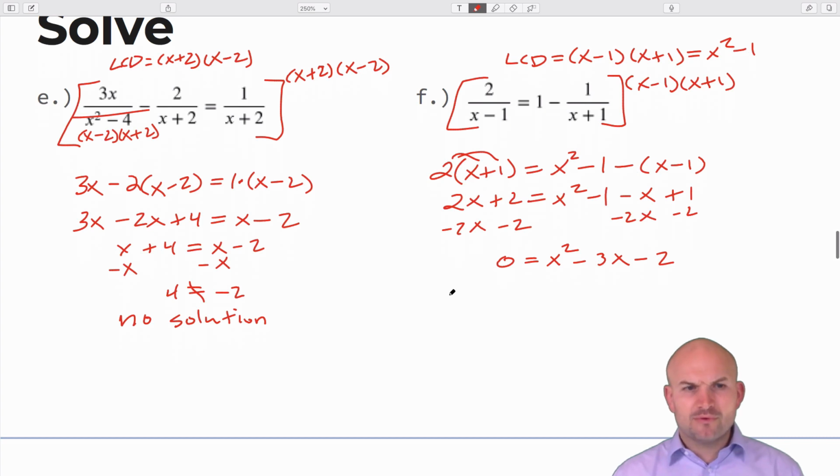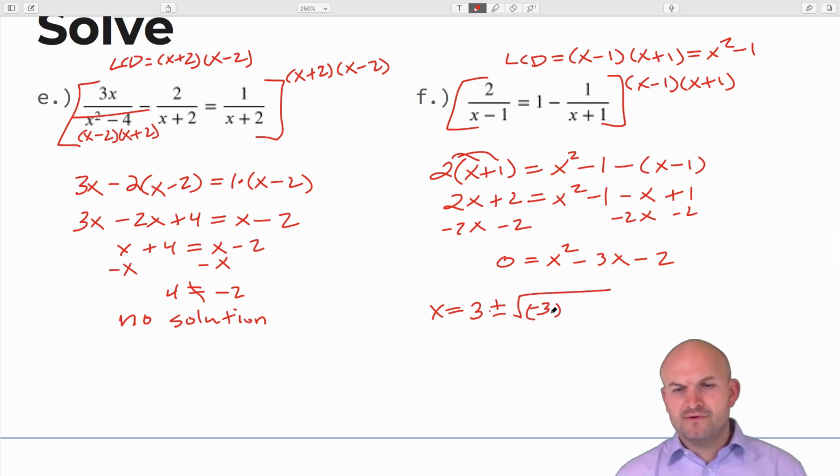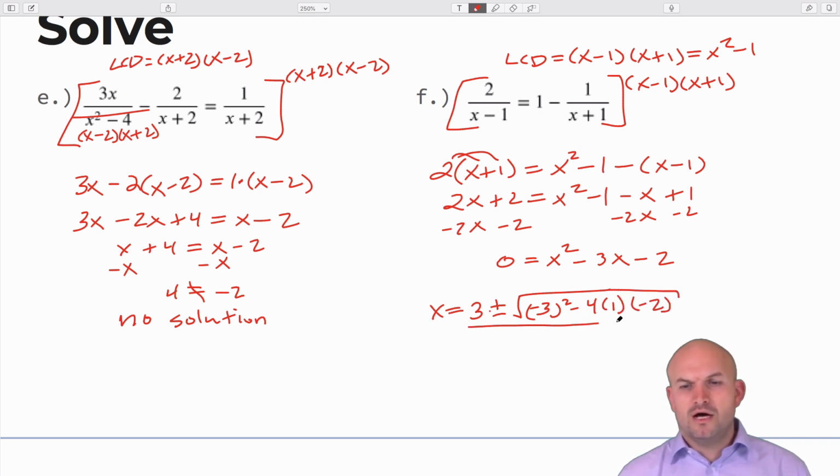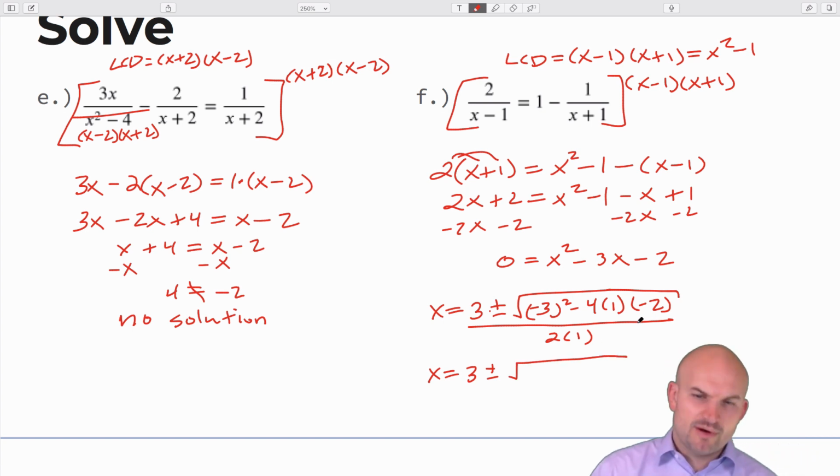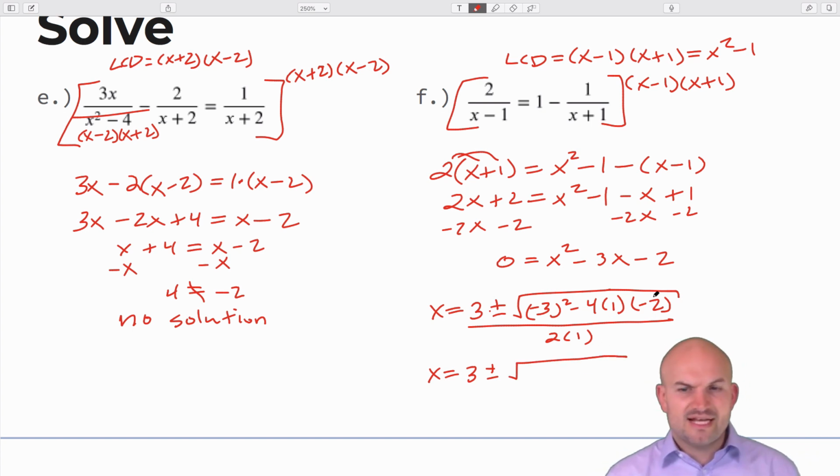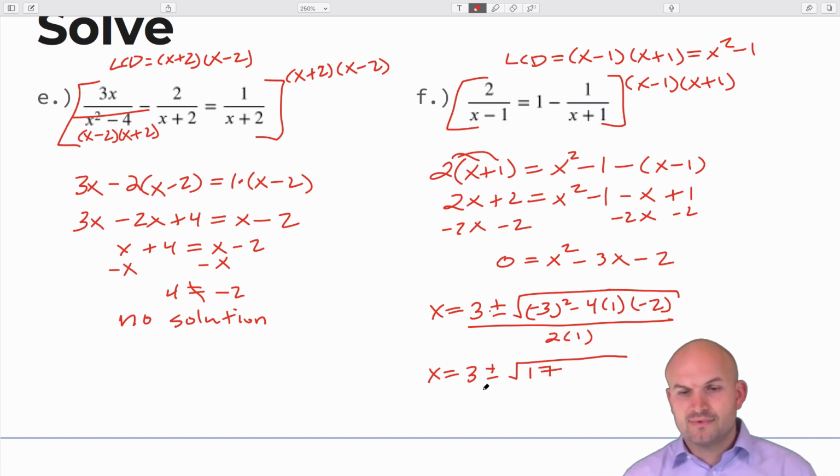So in this example, I'm going to have x equals the opposite of b, plus or minus the square root of b squared minus 4 times a times c, all over 2 times a. So that becomes 3 plus or minus, let's do some math in our head here. Negative 3 squared, negative 4 times negative 2 is a positive 8. 9 plus 8 is 17.